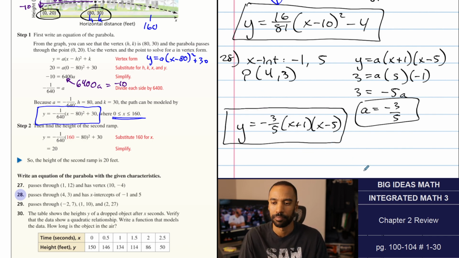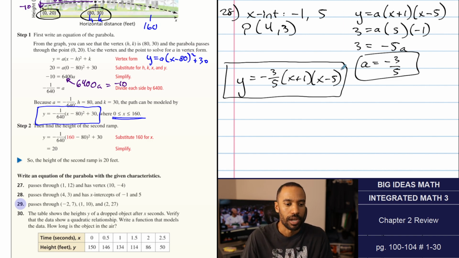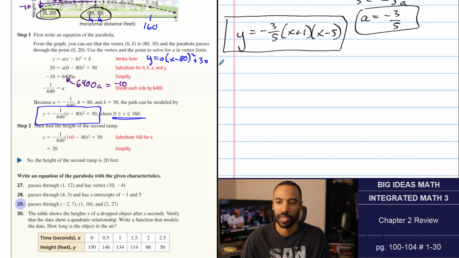So that's number 28, intercept form. They're not asking for a specific form, so I'm going to use the form that's best for us in the problem, that's most conducive to our information. Number 29 is something where, well, we got to use standard form. And it's good that we get a problem like this, right?